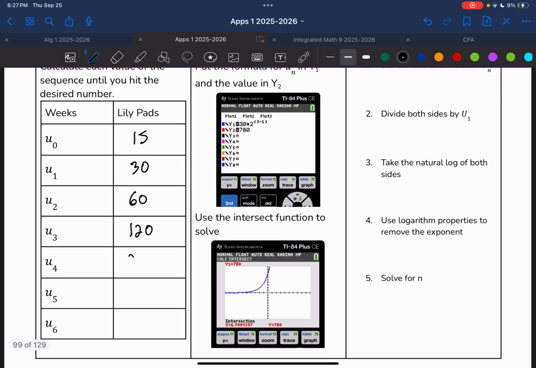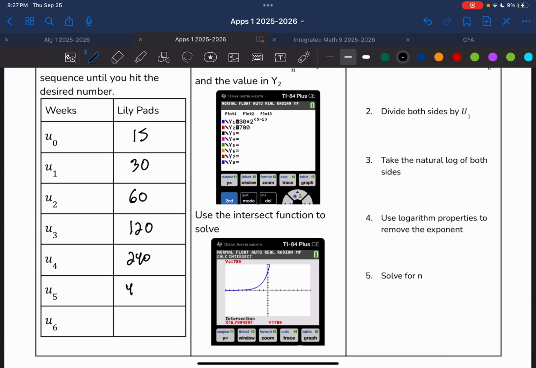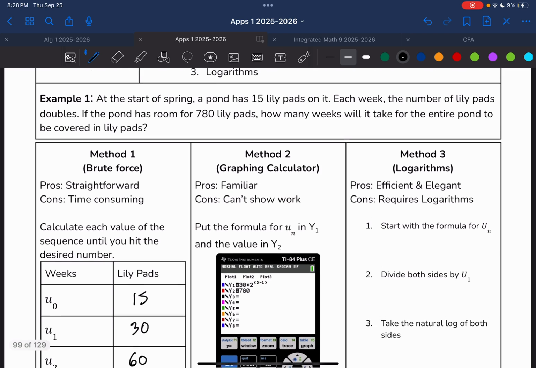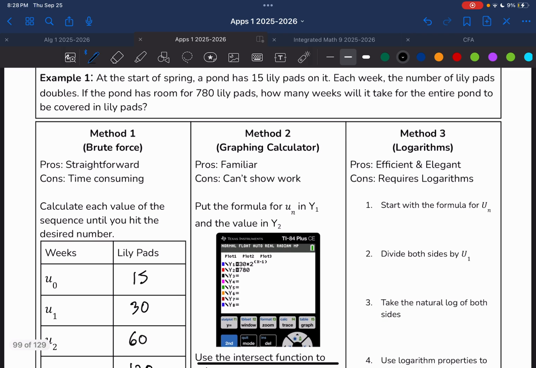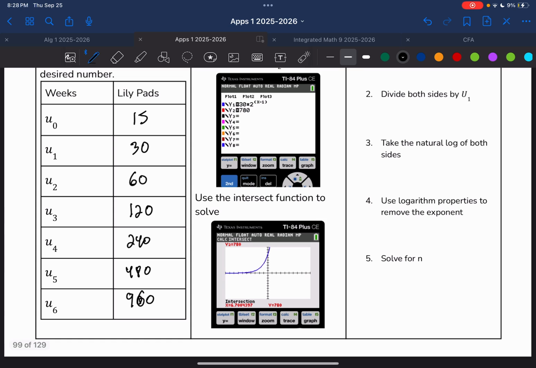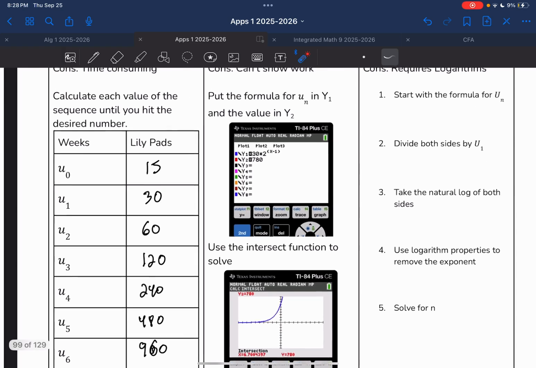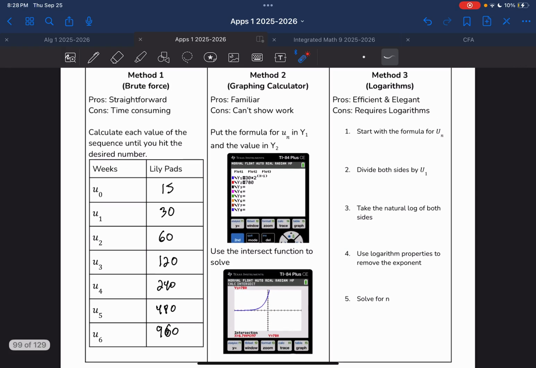At the end of the fourth week, it's doubled again to 240. At the end of the fifth week, to 480. And at the end of the sixth week, it's going to be 960. And so we can see from this that you're going to hit 780 during the 6th week. So you're going to finish 5 whole weeks, because at the end of the 5th week, you're going to have 480. But by the time that you finish that 6th week, you will have 960. So it'll be 5 point something weeks, during the 6th week is when you'll hit it. So that's one way that you can solve it, is just by plugging in the numbers and figuring it out.